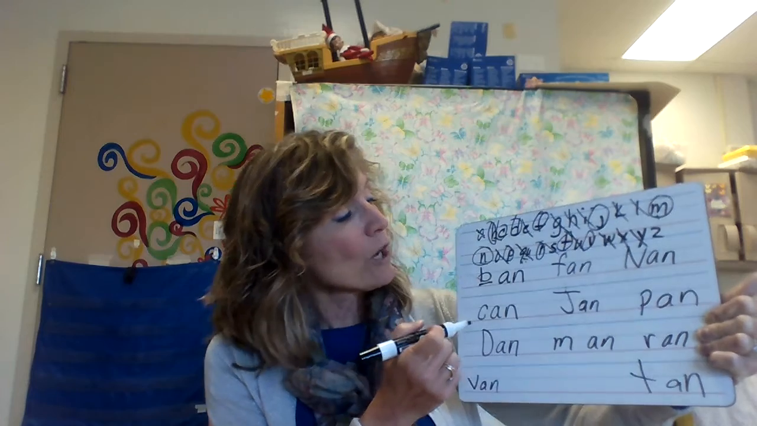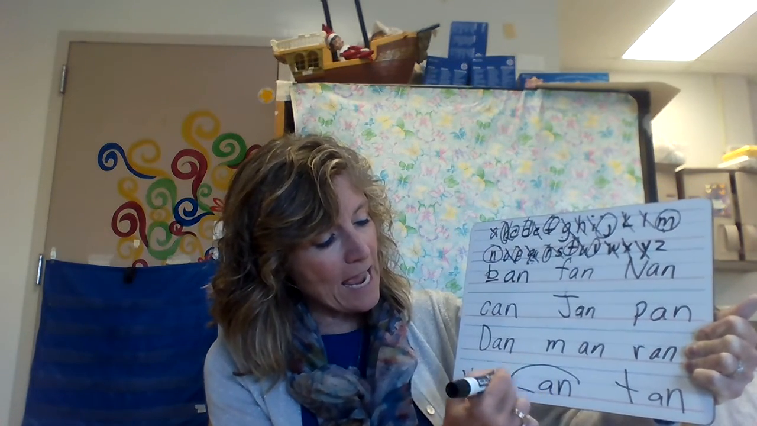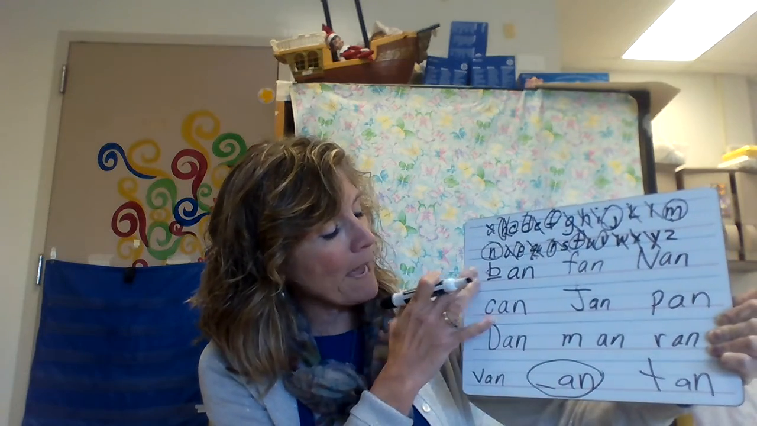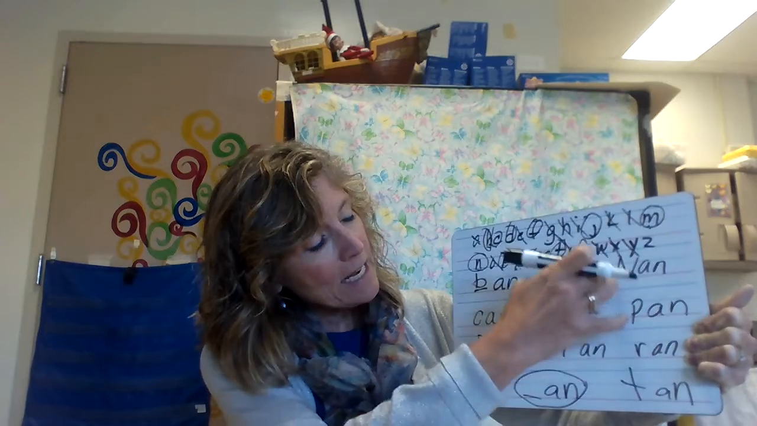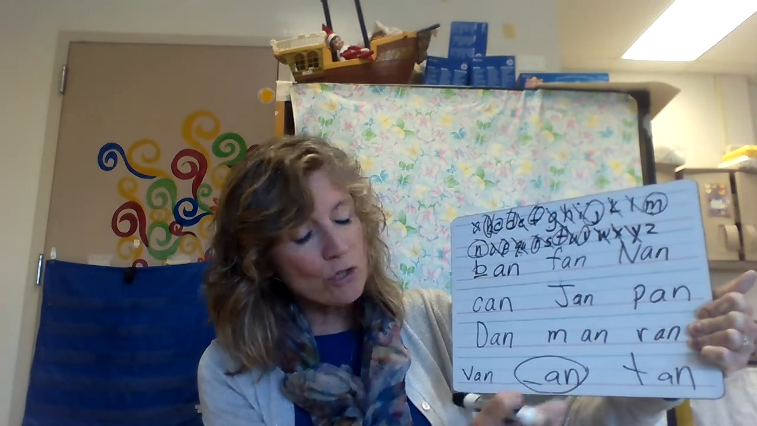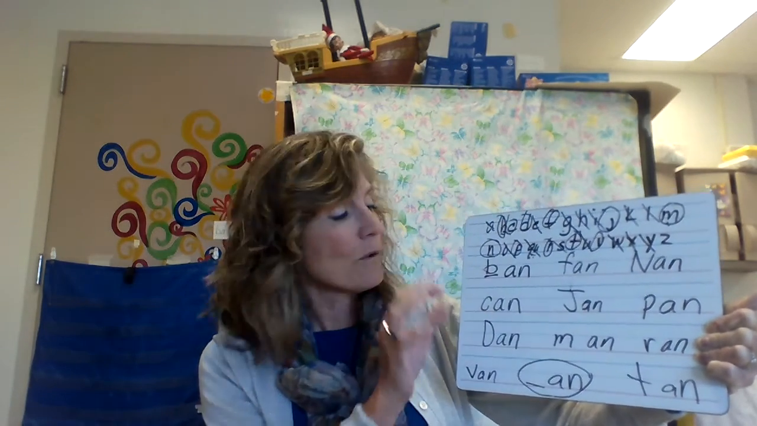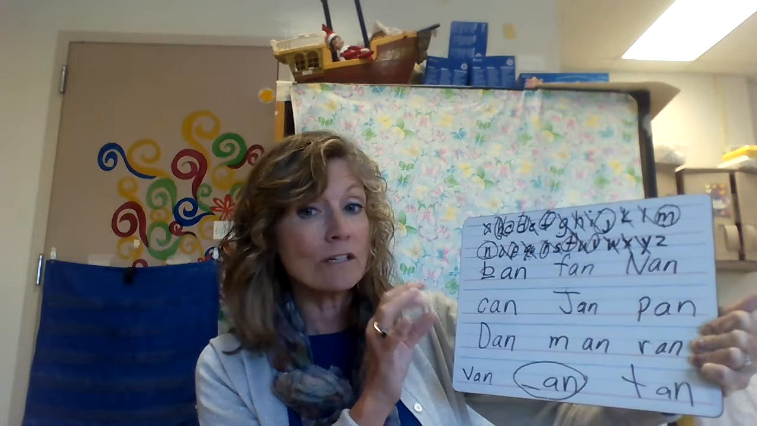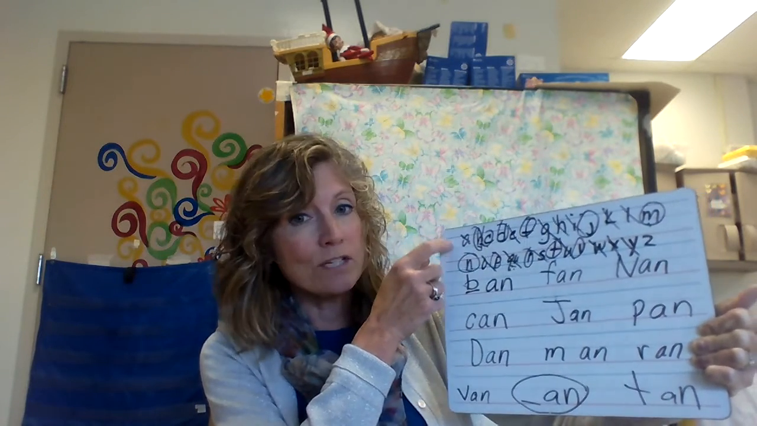So using the letters and the sound "and," we come up with ban, can, dan, van, fan, jan, man, nan, pan, ran, and tan. So we use the last two sounds and we added a consonant. So we would tap it out: B and n, k and n, d and n. This is one of the strategies we used.